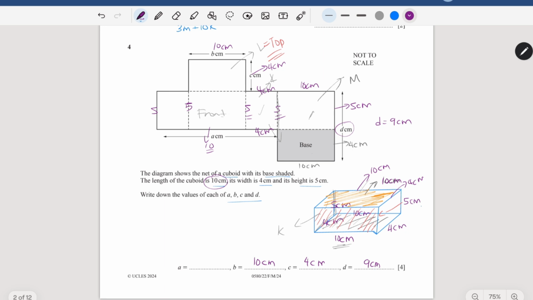And then we have another surface over here, which is 5 by 4 centimeter. This surface is referring to the side surface, 5 by 4 centimeter. So your A will be 10 plus 4 plus 4, which equals 18 centimeter.